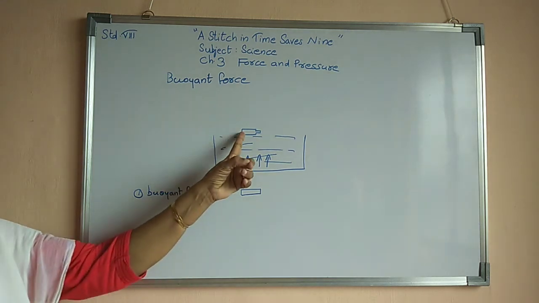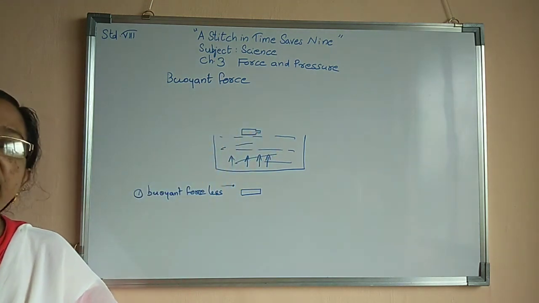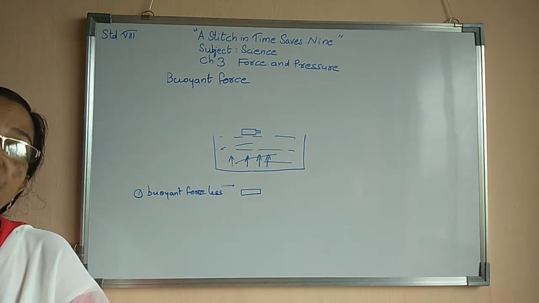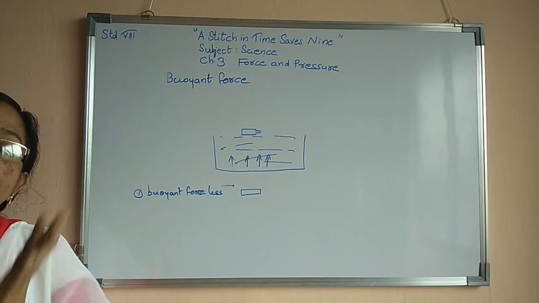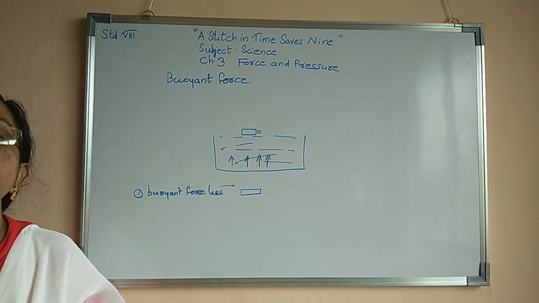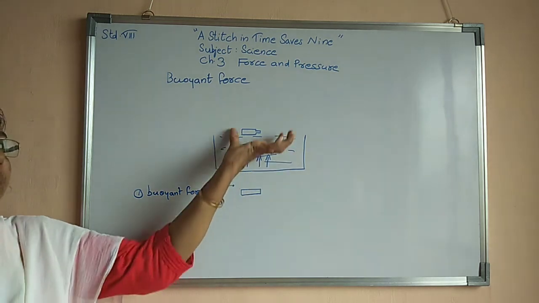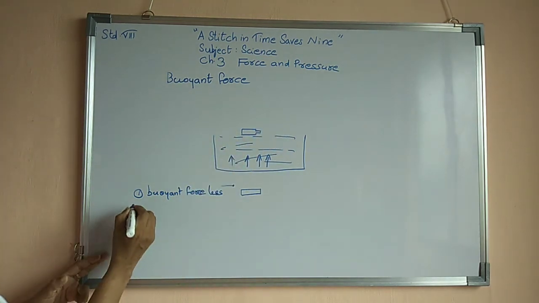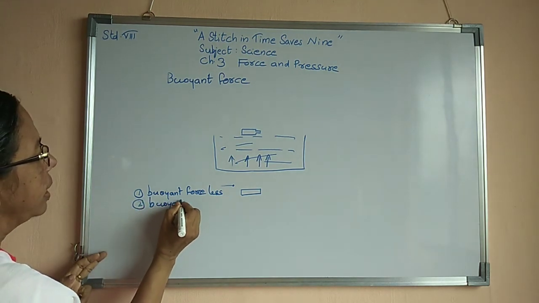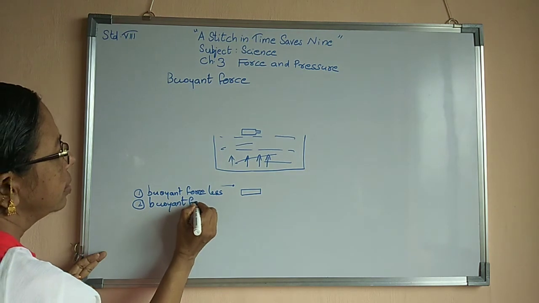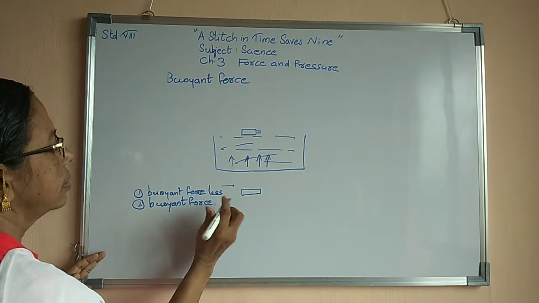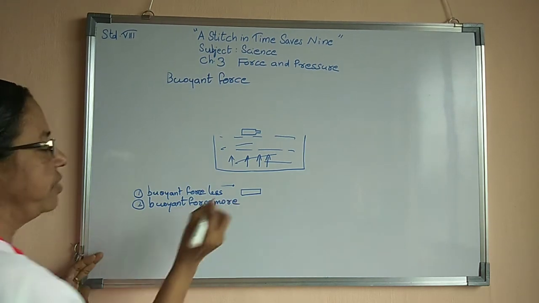Now, here, this is a floating object. Even in the sea, a ship floats. Why is it floating? Its answer: the upward force or the buoyant force acting by the water is more than the weight of the object. So we can say that it floats because the buoyant force acting by the water is more than the weight of the object.